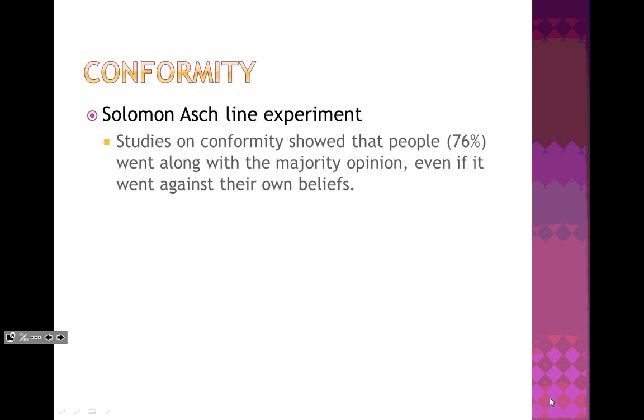Either you are trying to get someone's approval. You want to be liked by them. You don't want to stick out, and you want to look normal. So normative social influence is when you want to look normal, fit in with the crowd, and get their approval.